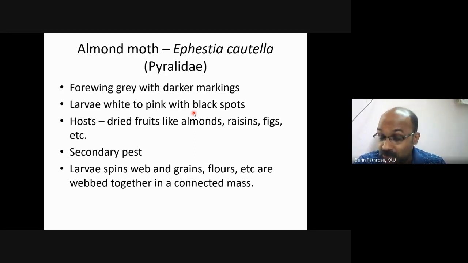It webs together the grains or dried fruits, remains in the webbing and feeds on it. So that is pretty common. This is a pest of dried fruits, very common. The larvae is white to pink in color with black spots, an external feeder and secondary pest.